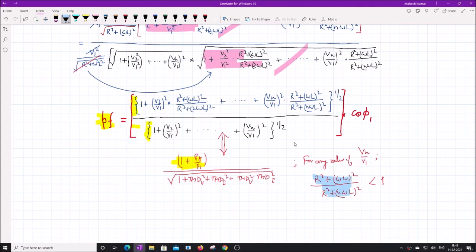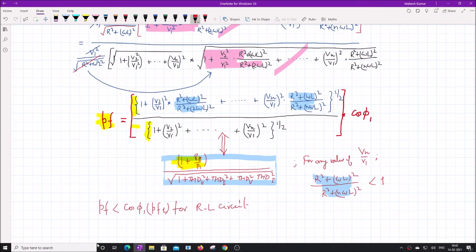And therefore the whole ratio, because this is 1 plus b2 by b1 square, this is b2 by b1 square into something less than 1 here, into something less than 1, and therefore the whole factor is less than 1. So we can say that this factor is therefore less than 1 in case of the RL circuit. So we can say that the power factor is less than cos phi 1, which is the fundamental power factor for RL circuit.